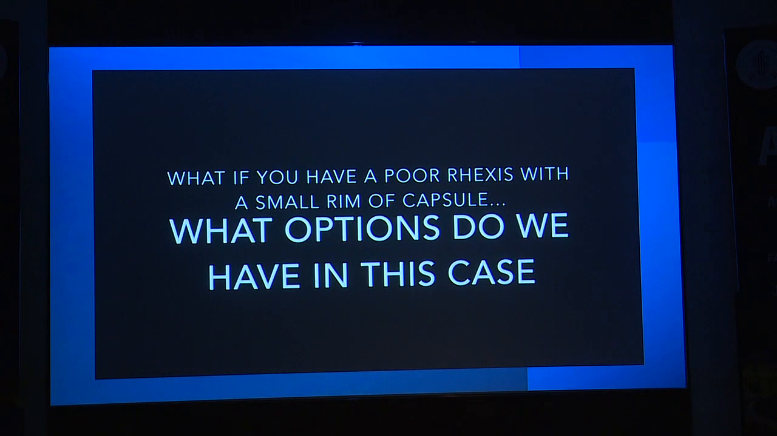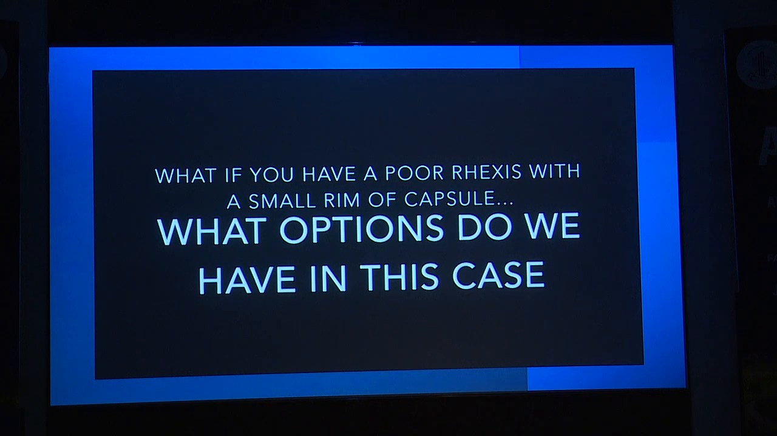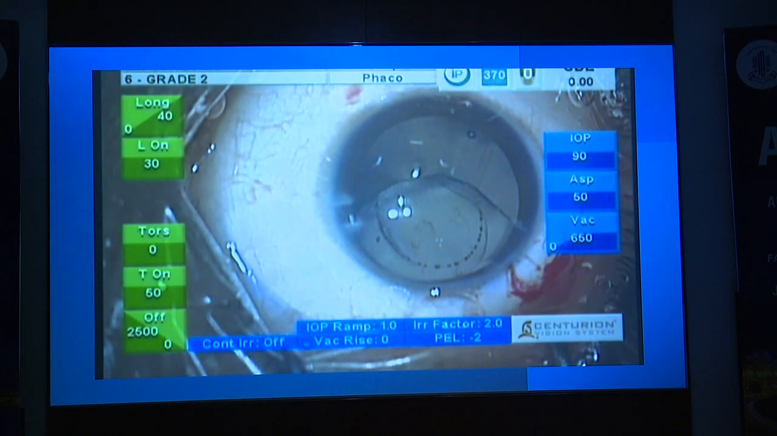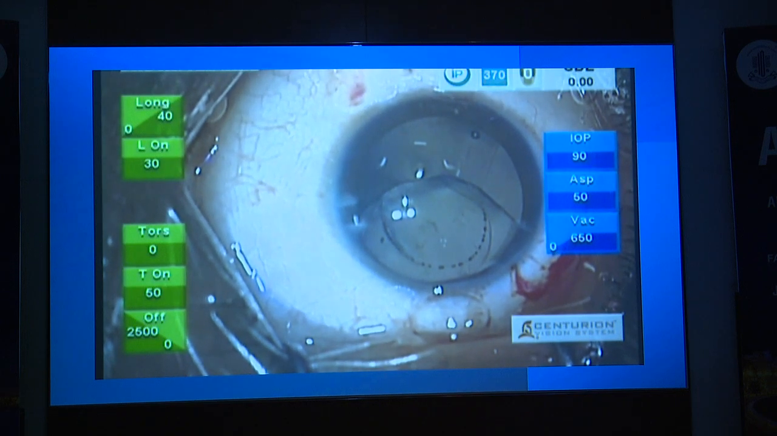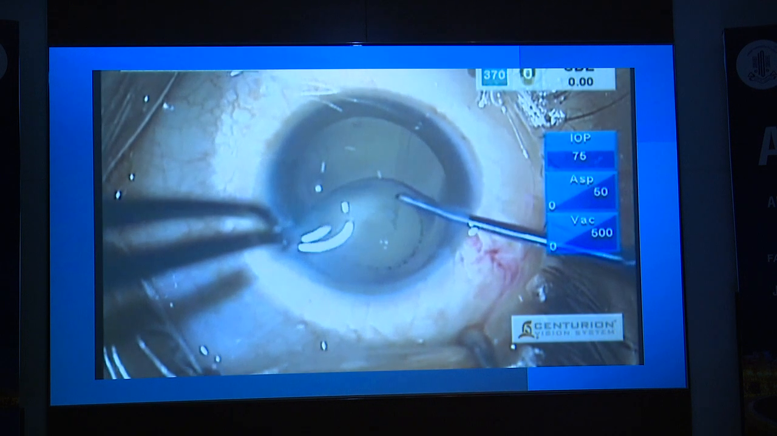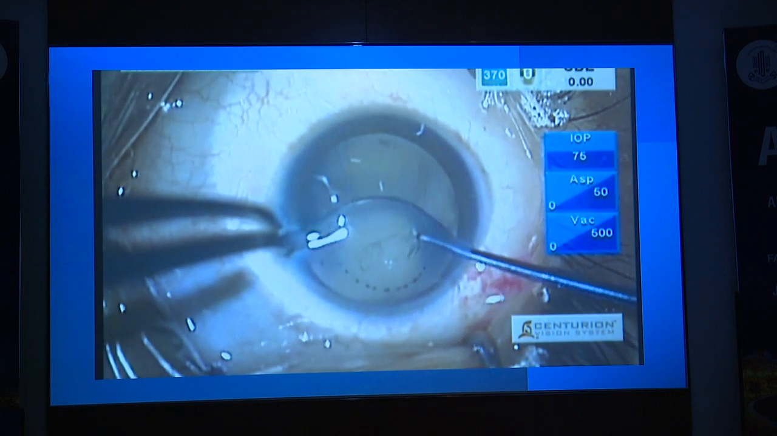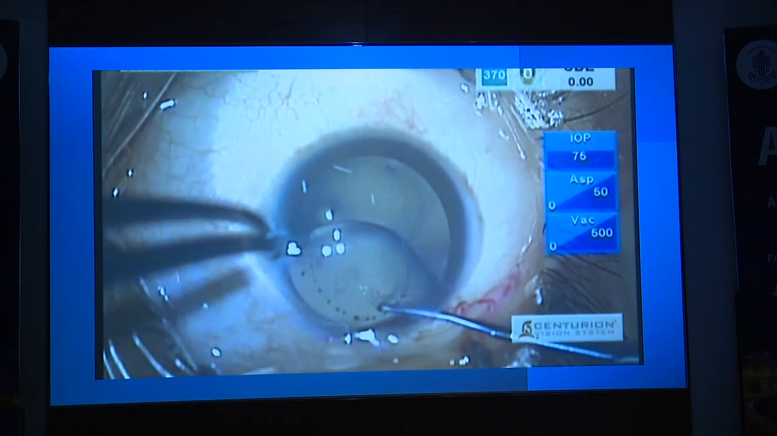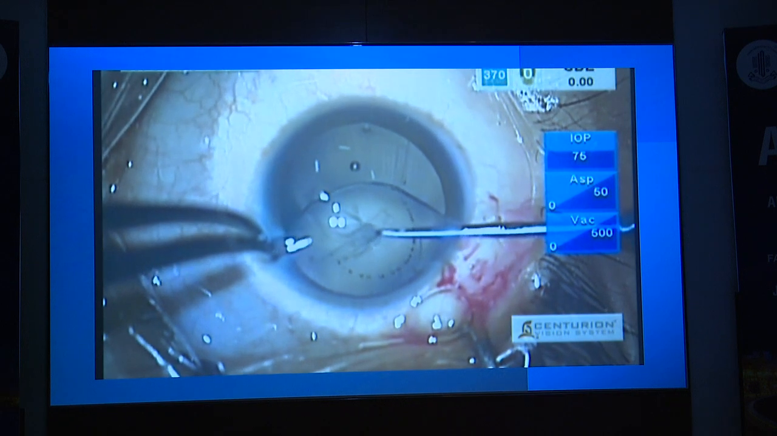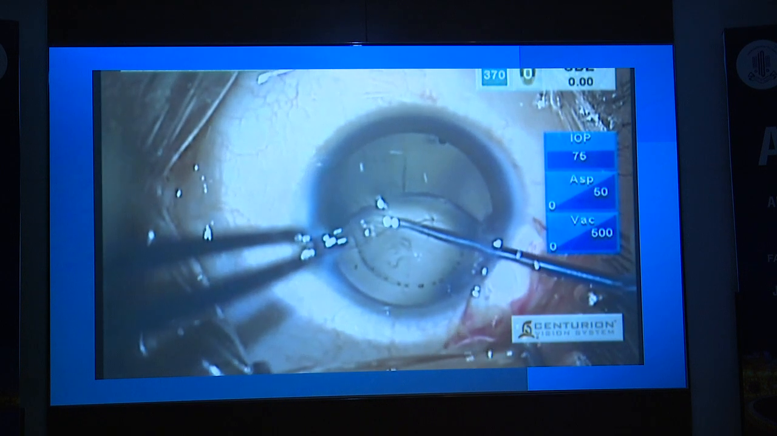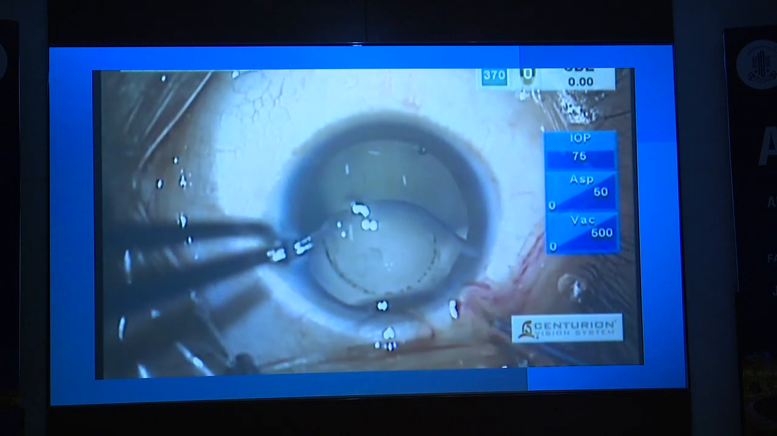What if you have a poor rhexis with a small rim of capsule? What options do we have in this case? Now this is the same femto laser which misfired, and instead of doing a capsular rhexis has done multiple punctures in the superficial cortex. So despite it looks like a rhexis, it isn't. It's some kind of cortical perforations. So I had to use a rhexis forceps, and sure enough, as I predicted, the rhexis ran out. And I've pulled the rhexis back in by breaking a few zonules, which is not the ideal situation.